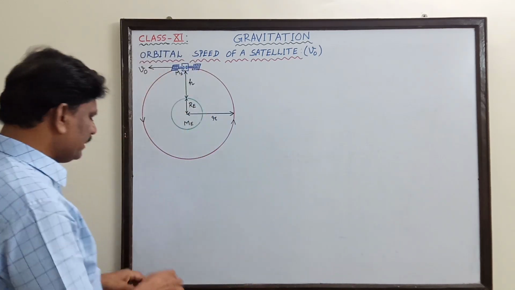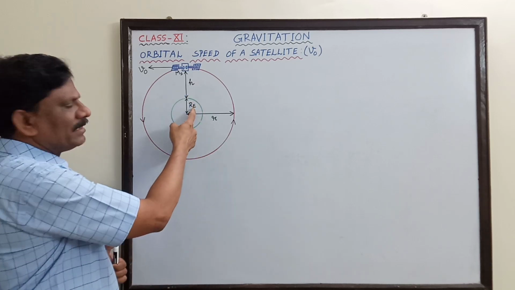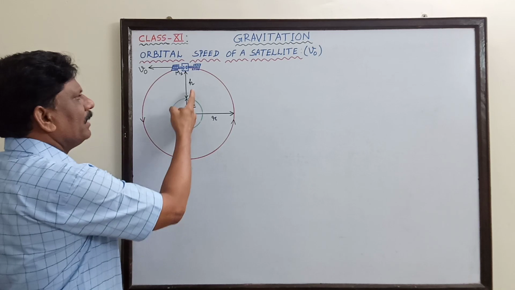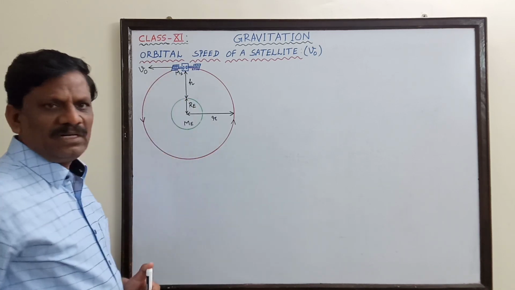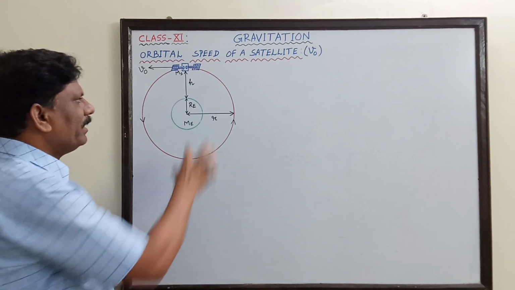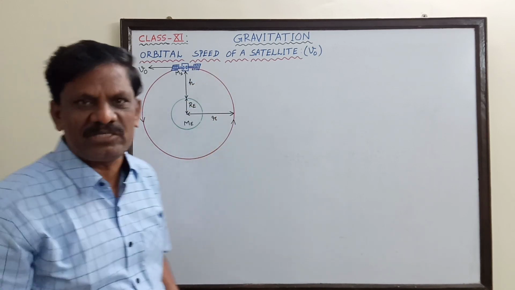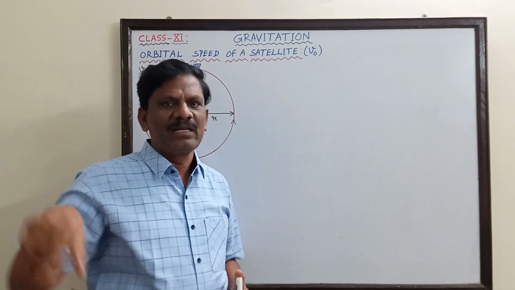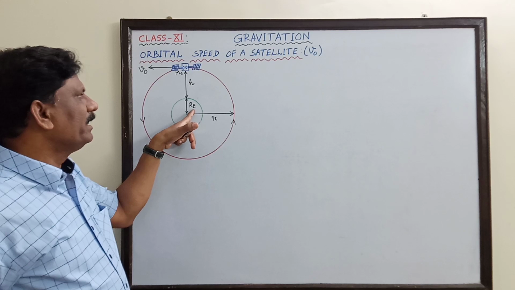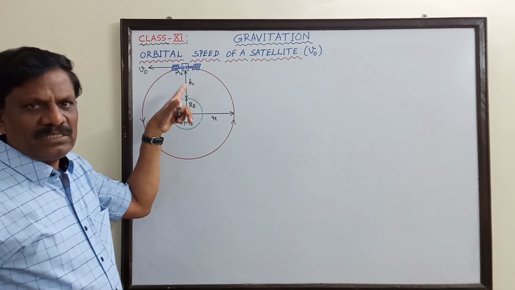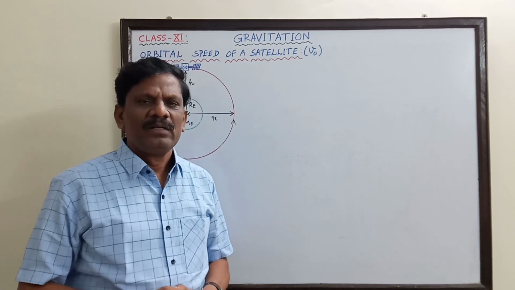Now you can see here, the radius of the earth is RE and the height above the surface of the earth is h. And the combined length RE plus h is called what? The radius of the orbit. This is a greater circle of radius r, where r is equal to RE plus h. That is called the radius of the circular orbit.